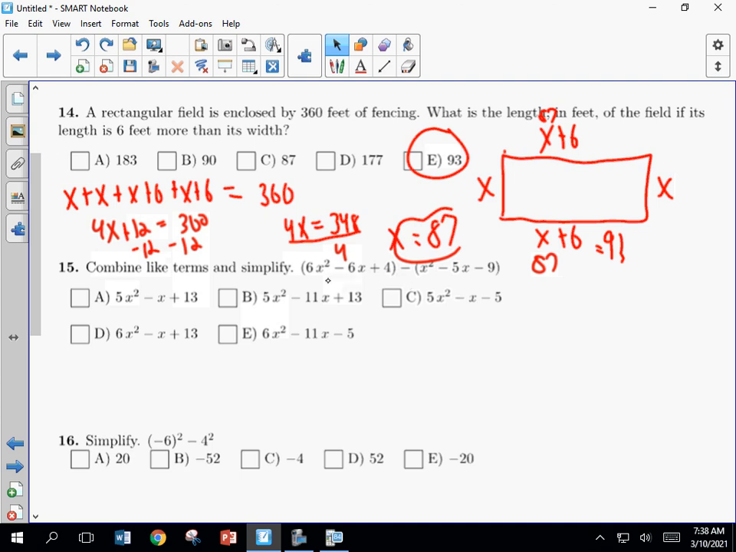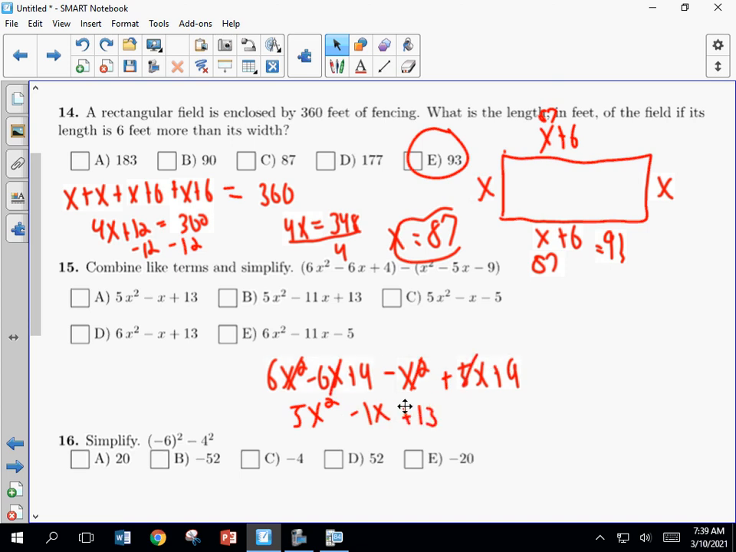15, combine like terms. So you're just combining like terms. So it's going to be 6x squared minus 6x plus 4. This is a subtraction sign, so it changes everything afterwards. So it's going to be minus x squared plus 5x plus 9. Combine the x squared, you get 5x squared. Those are done. Combine the x's, you get negative 1x. Those are done. And then combine the numbers, you get 13. So 5x squared minus 1x plus 13.